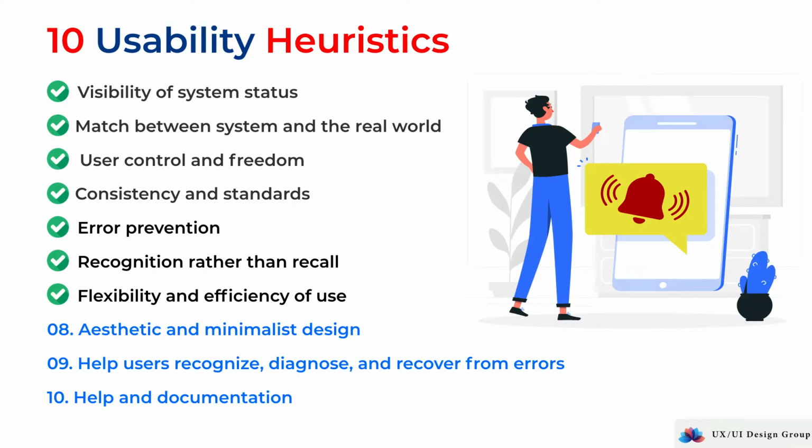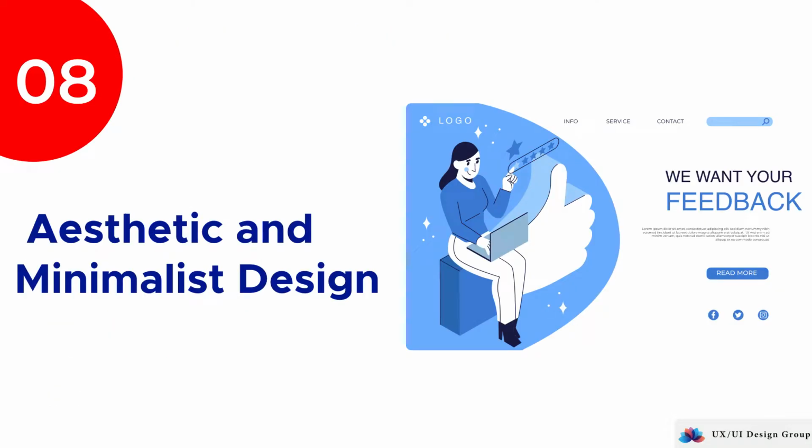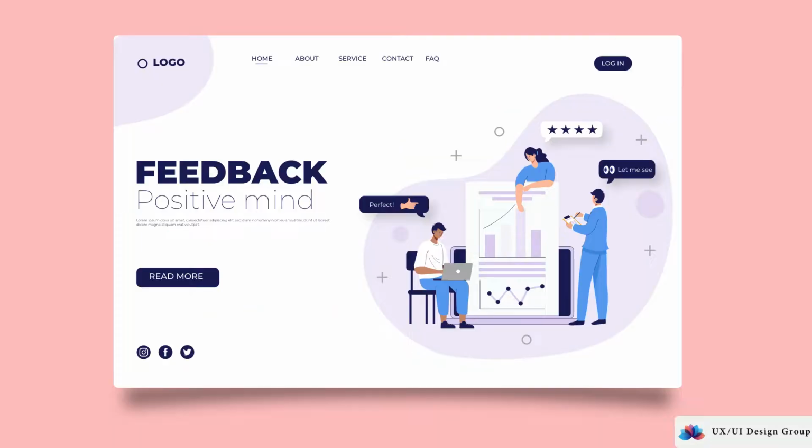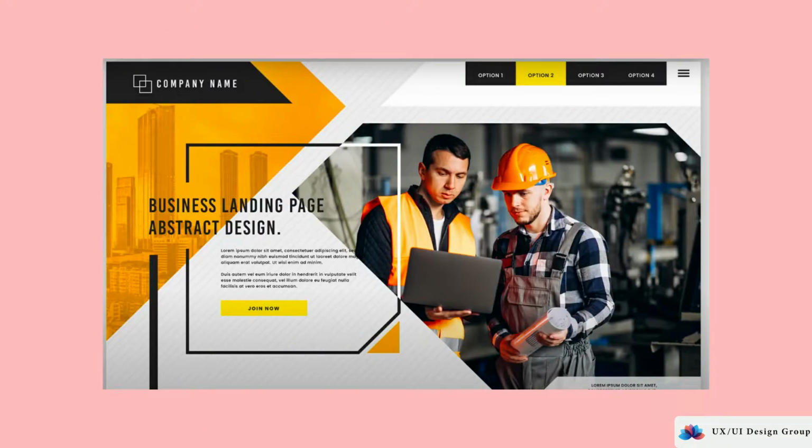So let's start with heuristic number 8, that is aesthetic and minimal design. Your design should be very simple, with minimal UI elements displayed on your screen, with the relevant information displayed. Instead of glittering with images, icons or content, show only the relevant information so that your visual hierarchy is maintained on your screen. Let's see a very simple example of this heuristic. It is aesthetic and minimalistic design.